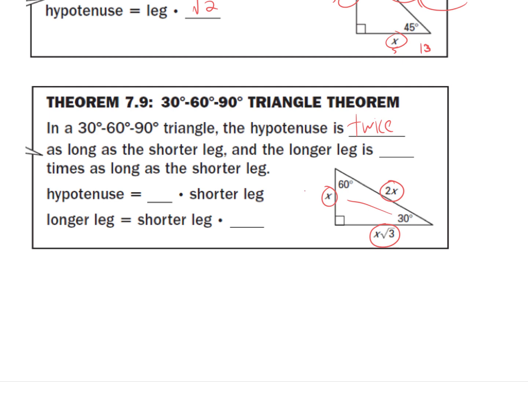So what if we said that x was 7? Well, down here, the long leg would be 7 square root of 3. And then 2 times 7 would be the hypotenuse, which would be what? It would be 14, okay?